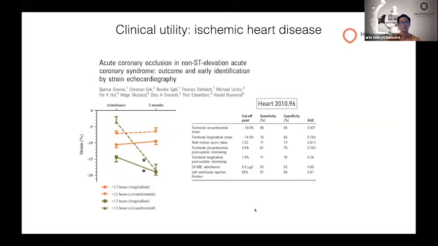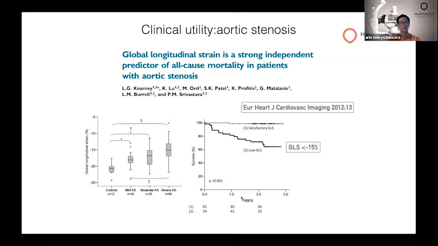Another clinical utility of strain imaging, among others, is in ischemic heart disease, where it is able to look at the outcome and allow early identification of outcome of a patient with non-ST elevation acute coronary syndrome, where the lower the global longitudinal strain, the worse the outcome. And also in some cases of significant valvular heart disease such as aortic stenosis, those with significant aortic stenosis but with a low GLS, with a cutoff point of less than negative 15%, are considered to have a worse outcome than those with a higher GLS value.